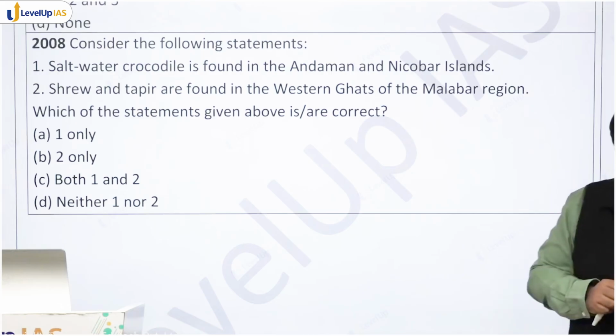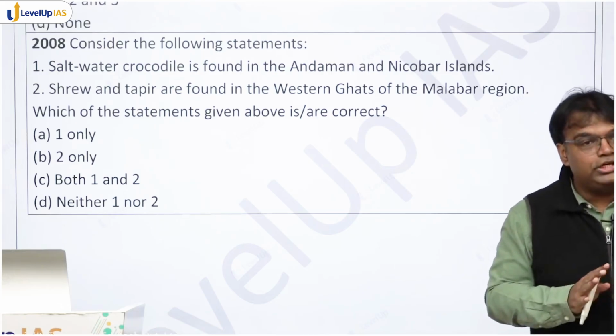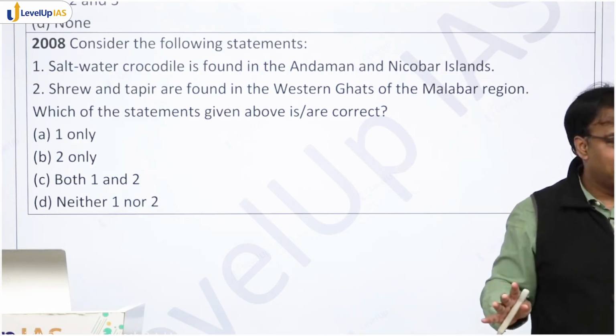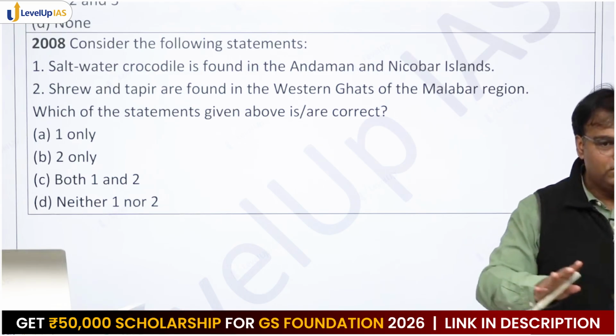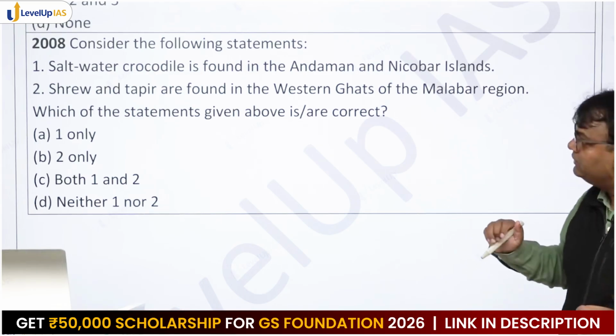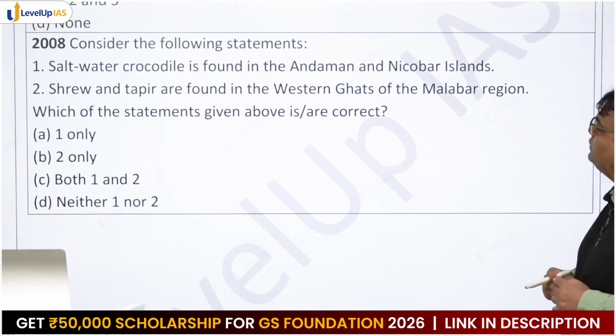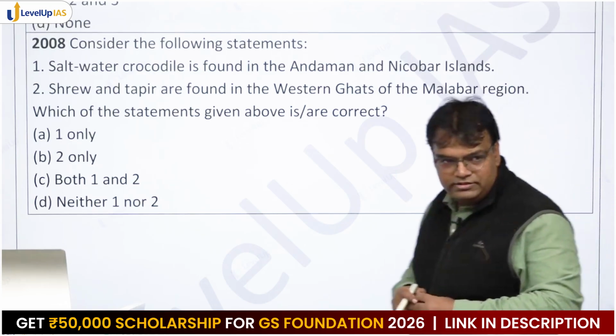True or false? True. देखो अभी questions mostly are about where are they found. अभी तक you have seen the questions are mostly about where are they found. So are they found there? Yes. Shrew and tapir are found in Western Ghats of Malabar region.